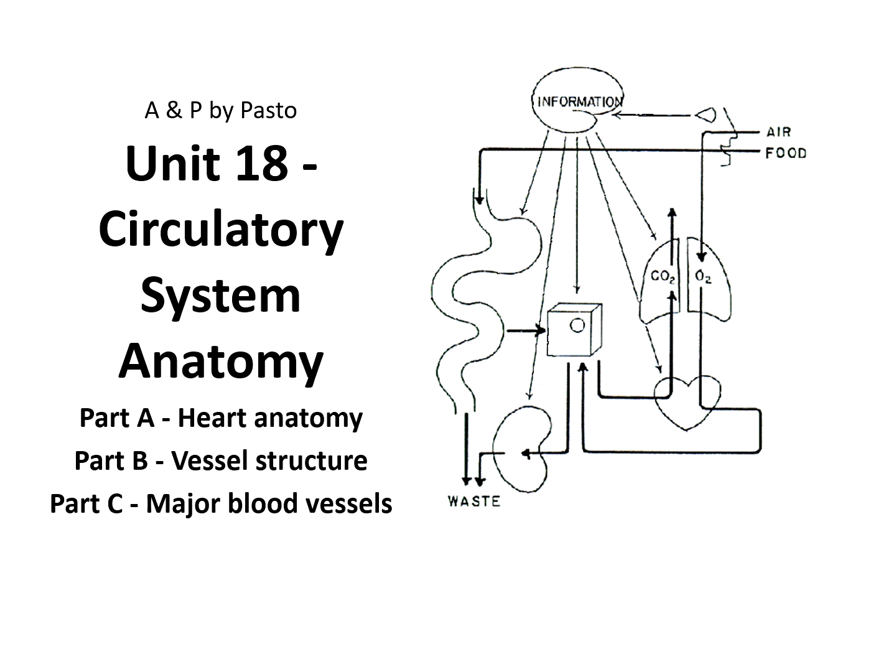Unit 18, the circulatory system anatomy. We'll look at Part A, heart anatomy, Part B, vessel structure, and Part C will be the major blood vessels. What about the heart anatomy? We'll also include the development of the heart briefly.